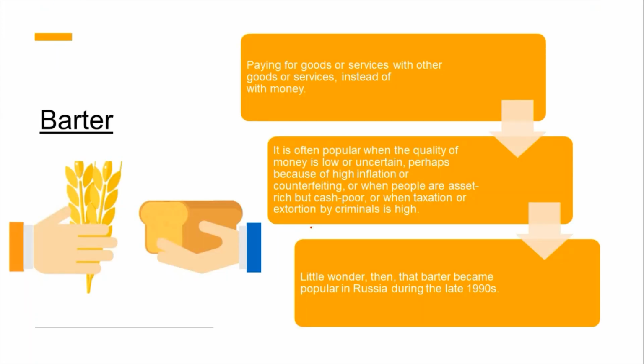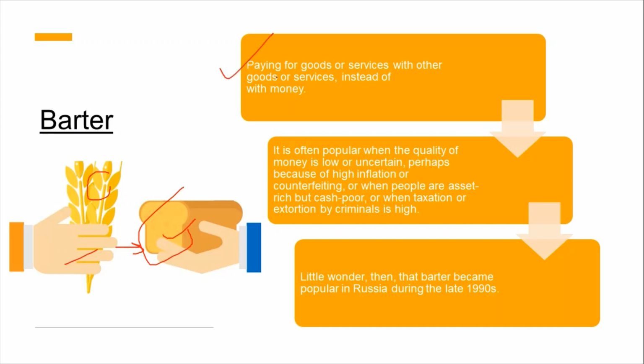Now the next term is barter. I have actually attached an image. You would understand it looking at the image itself. Barter system is when you're giving a good to buy a good. Like in this picture, a person wants to buy a loaf of bread. What is he doing? He's paying with wheat. So he's not giving money, he's paying wheat for this loaf of bread.